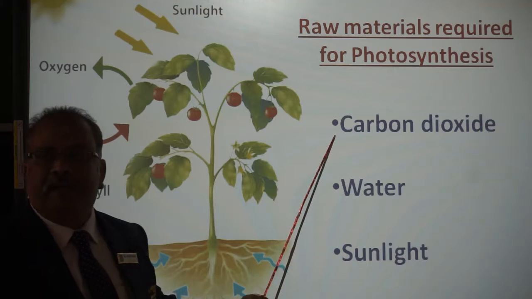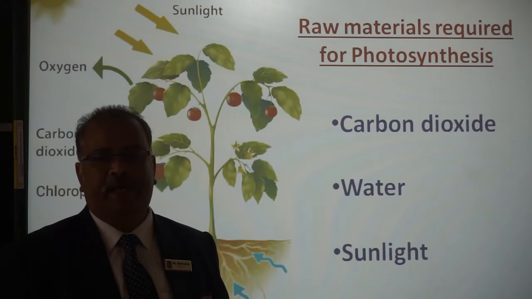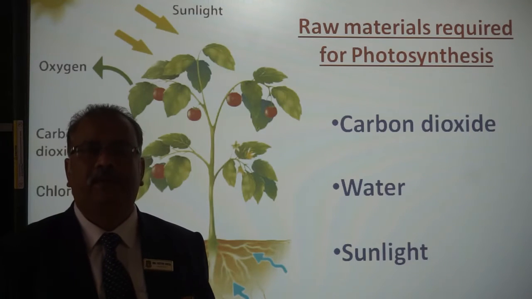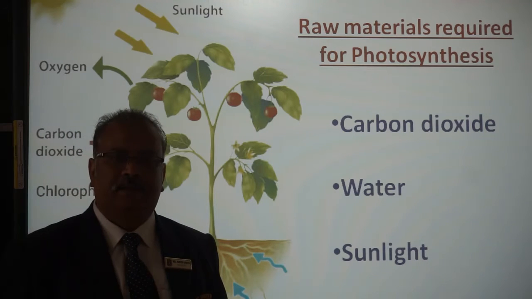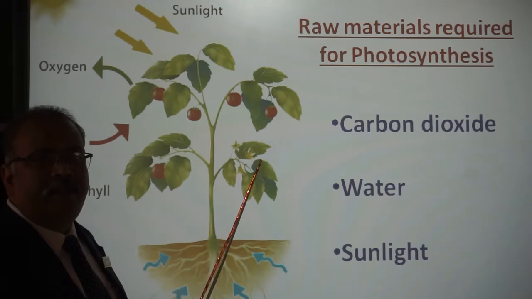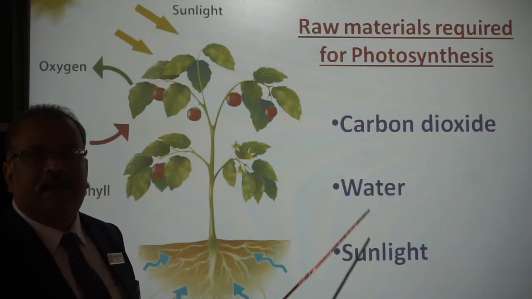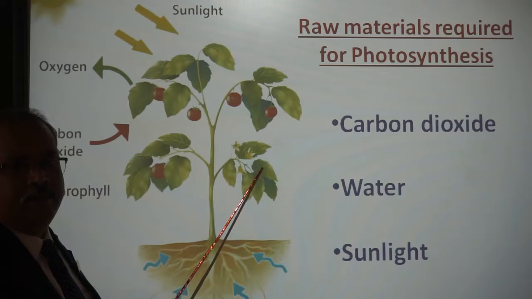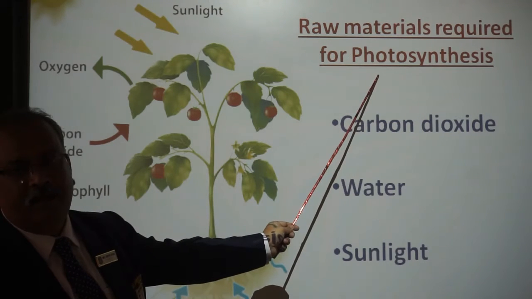First one is carbon dioxide, and the chemical formula for carbon dioxide is CO2. All of us, we know that carbon dioxide is present in the atmosphere. In the leaves there are small holes, the minute pores, we call them stomata, and this carbon dioxide is taken from these small holes, stomata, for the plant, for the process photosynthesis.